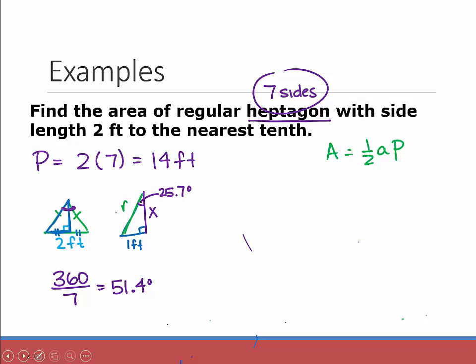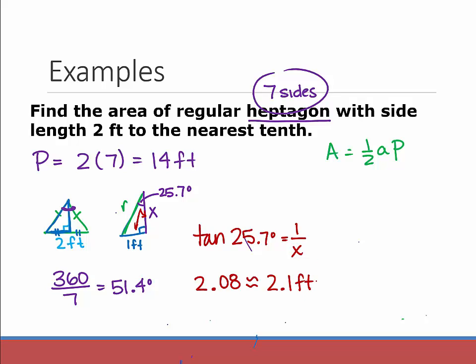This is x. So think back to your trig functions. What do you know and what do you need to know? We have opposite and we need adjacent. So I'm going to do tangent. And tangent of 25.7 is 1 foot over x, what I don't know. So then we have to manipulate some stuff and type it into our calculator. So you end up typing in 1 divided by the tangent of 25.7. And you end up with 2.08, or let's say 2.1 feet. And remember, that is our apothem. That's what we just found right there.